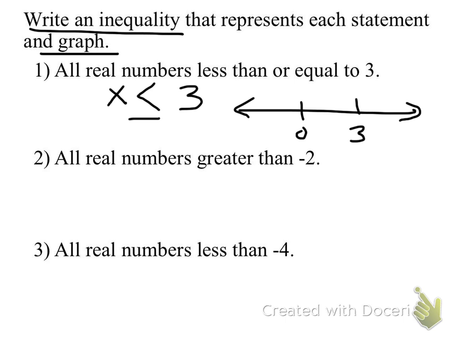Is it going to be a solid or an open circle? Solid, because it says or equal to. So I have to fill that in anytime you see that. Now, which direction are the numbers less than or equal to 3? Jorge? On the number line, to the left. I just write my arrow. Questions?